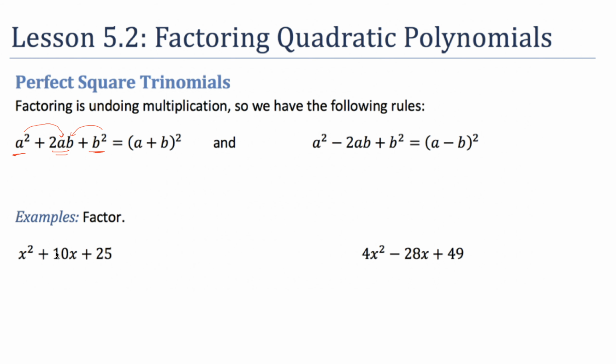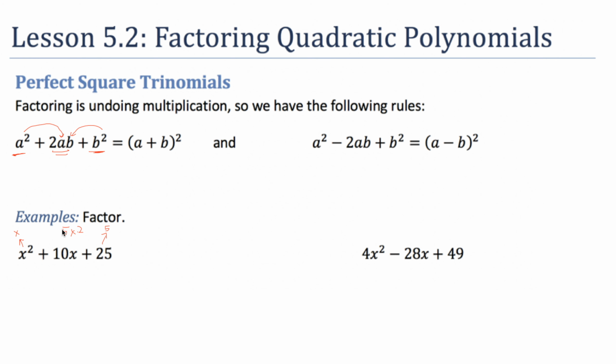So here's a couple examples. This is how you can look at this. Is the first thing a perfect square? It's kind of what you ask. Yes, it's x squared. If you square x, you'll get x squared. Is 25 a perfect square? Yes, the square root of 25 is 5. Is this middle term 5 times x times 2? Is that this middle term? It is. It's 10x.